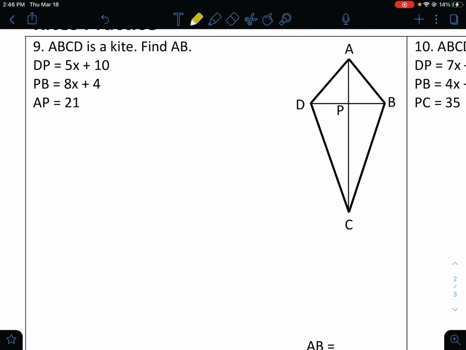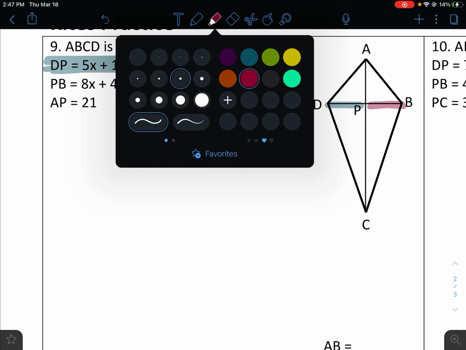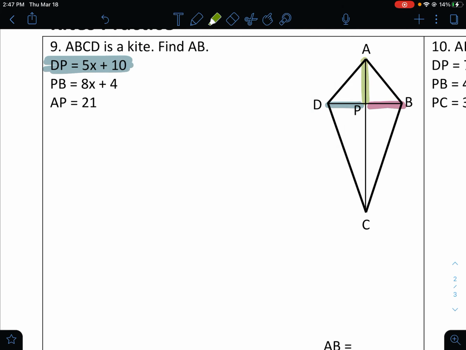Okay, so we have another kite. Imagine that. DP, let's see where that is. Okay, so DP is right here, and PB is right here, and then AP, there's a third. Oh, it's green. Okay, so AP is right there. My bad, I forgot to highlight it on this side.